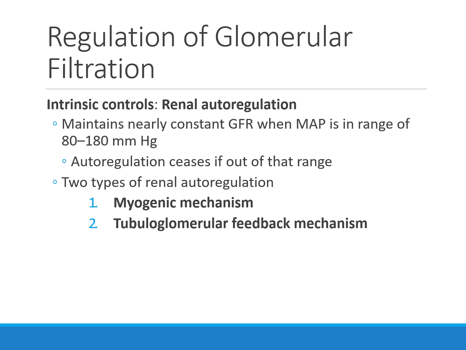So let's talk a little bit about this intrinsic control of renal autoregulation. This maintains a nearly constant GFR when the MAP is anywhere between 80 to 180 millimeters of mercury. So that is a pretty astounding thing. It kind of doesn't really matter what your blood pressure is. As long as your kidneys are healthy, then your GFR stays about the same. So there's a huge range there, that as long as you're within that range, your kidneys still do the job that they're supposed to do. Autoregulation ceases if you're out of that range. So there are two types of renal autoregulation: myogenic, which is always about muscle, and the tubuloglomerular feedback mechanism.